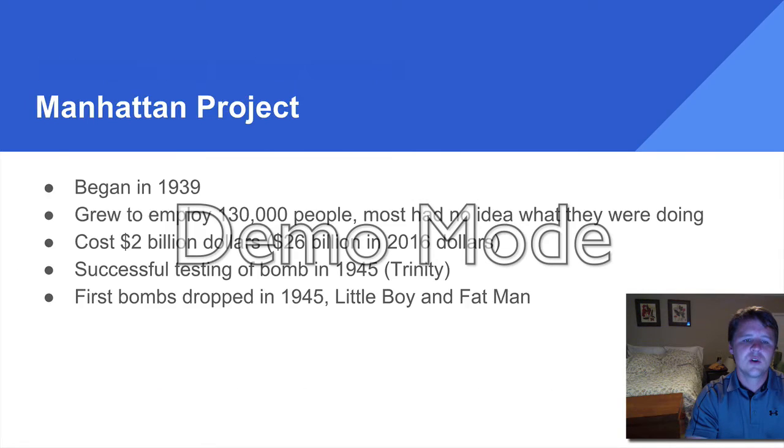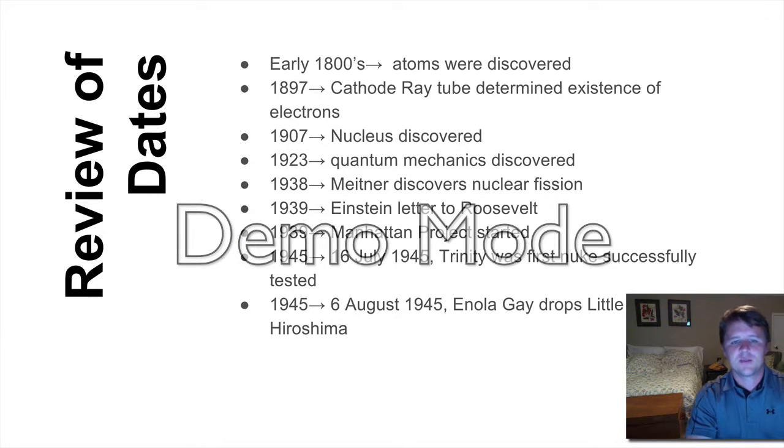So, let's just go over a review of dates real quick. Early 1800s, atoms were discovered. 1897, the cathode ray tube determined existence of electrons. 1907, the nucleus was discovered. How was it discovered? Anybody remember? Radiation, yep. Quantum mechanics was discovered in 1923.